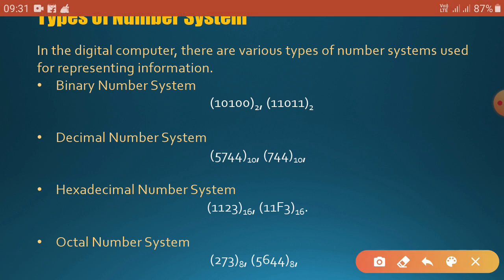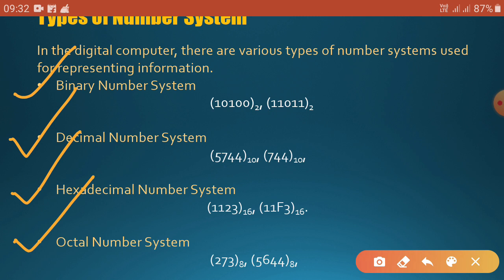Now we have the types of number systems. In digital computers, there are various types of number systems used for representing information. Number one is binary number system, number two decimal number system, number three hexadecimal number system, and number four octal number system.